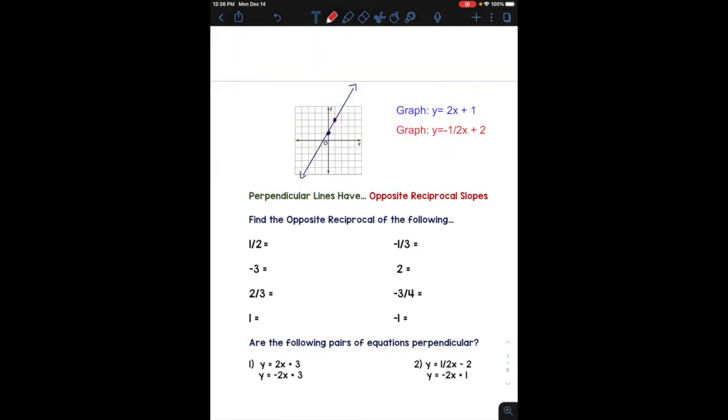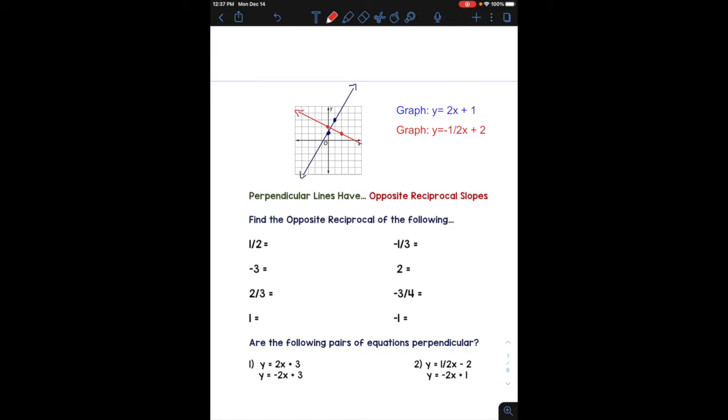The equation in red to the right, I'm going to graph in red on the coordinate plane. That has a y-intercept of +2 and a slope of -1/2. So from my first point on the y-axis, I'm going to go down 1 and right 2 units, and then graph my line.